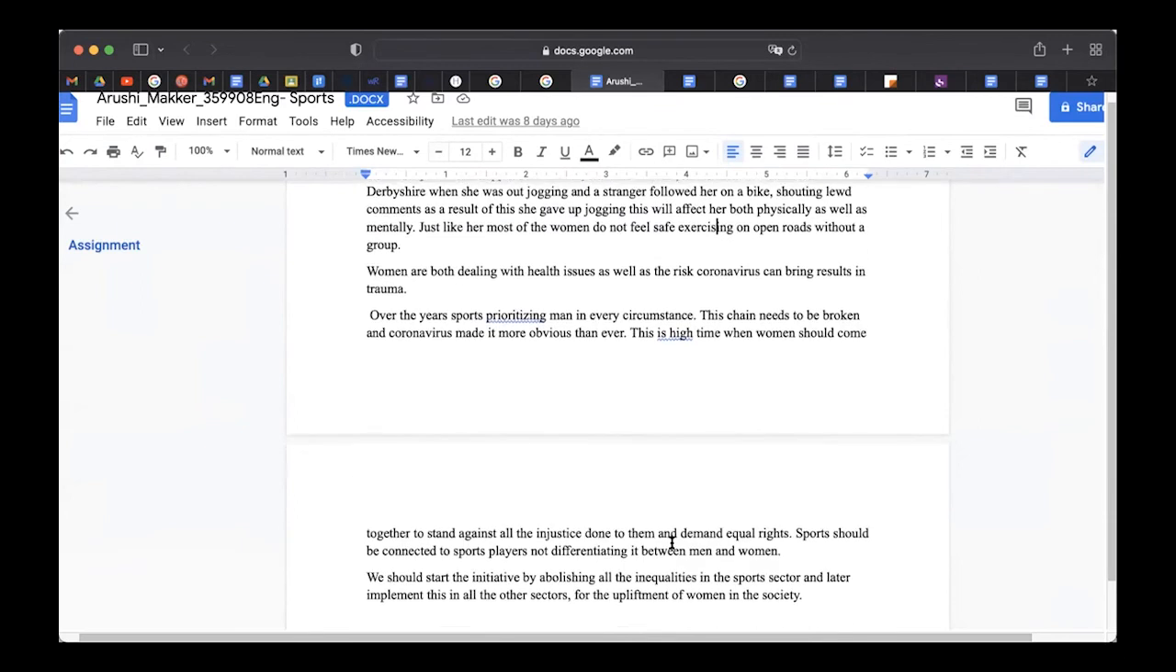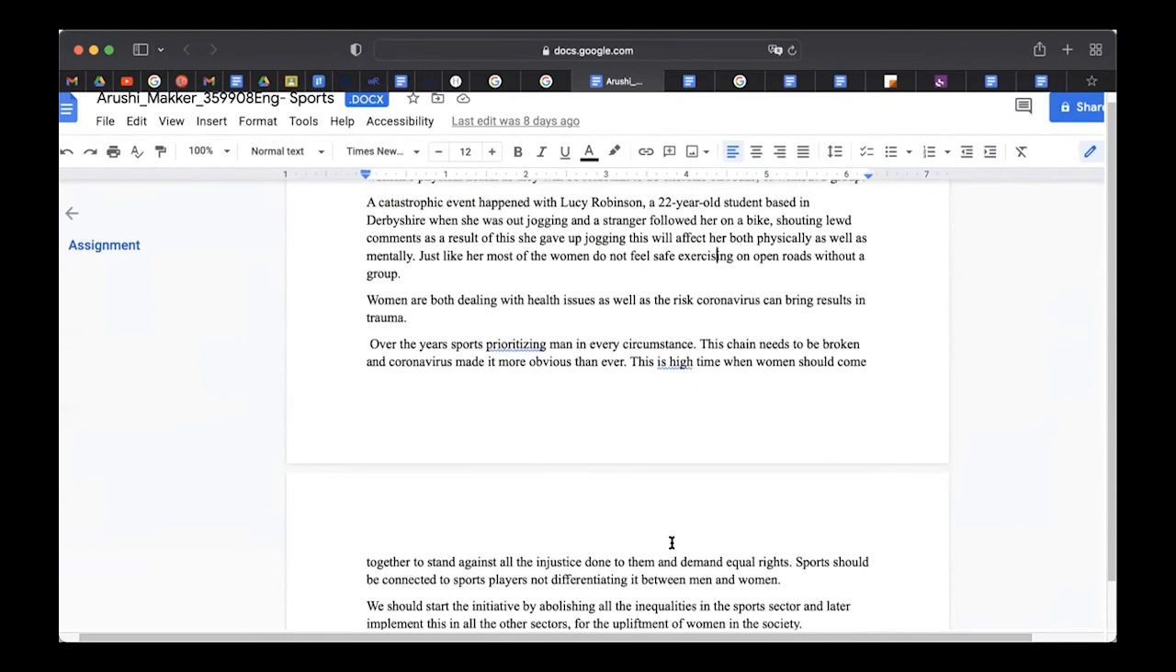A catastrophic event happened with Lucy Robinson, a 22-year-old student based in Derbyshire, again, a comma, because if you're creating a dependent clause here, it has to end here. When she was out jogging and a stranger followed her on a bike, shouting lewd comments, as a result of which, again, a comma, she gave up jogging. This would affect her both physically as well as mentally.